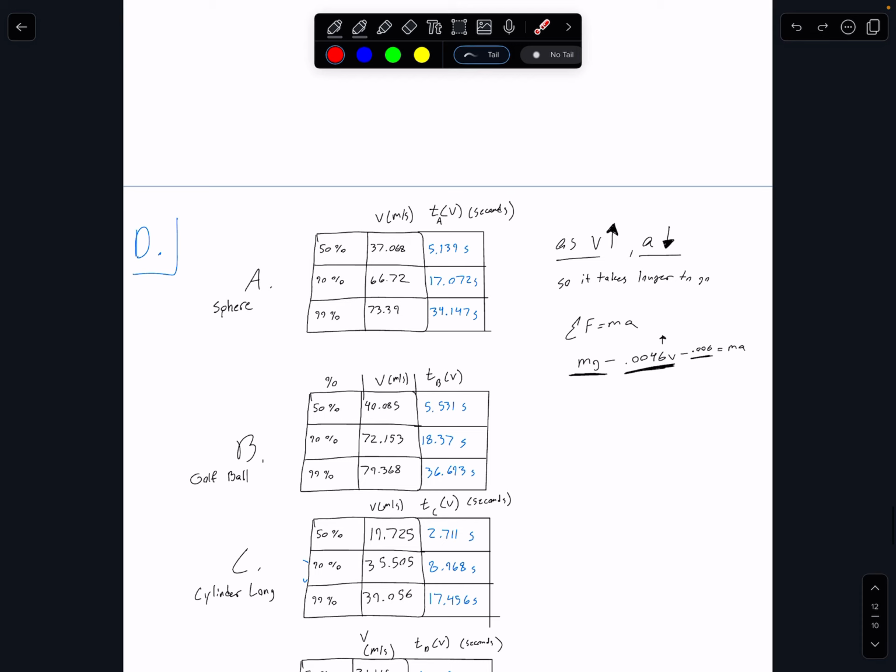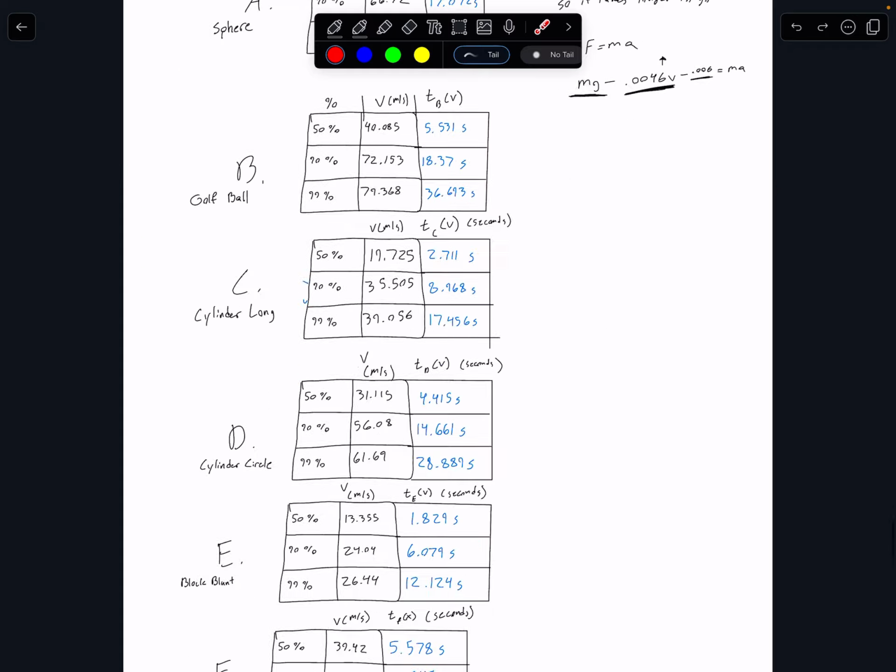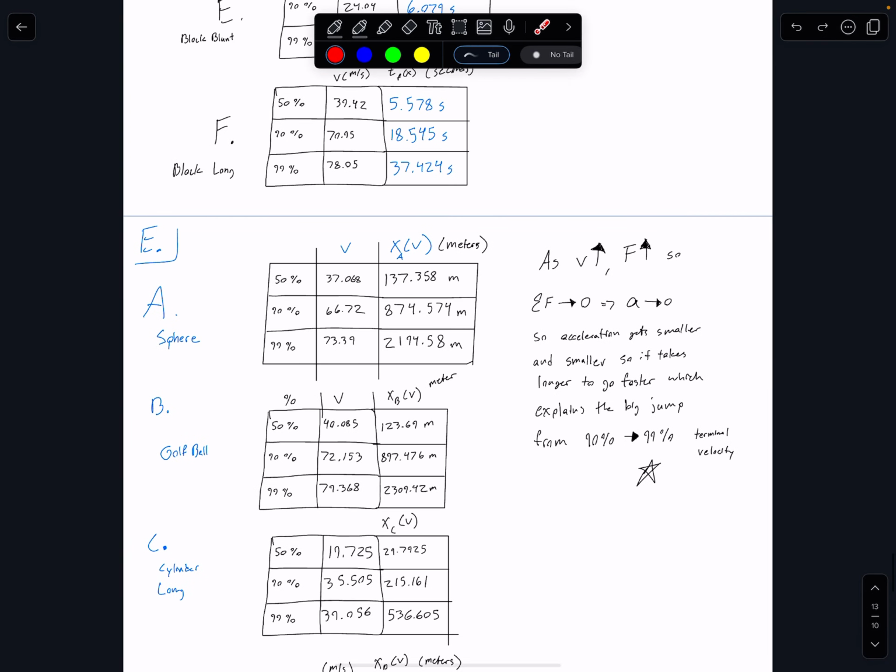We already saw how long it took. If you take the difference of these, you have 17 seconds at above 66.7 meters per second. So if you just do the simple math there, you end up with quite a big number in the thousands, or above 1,000. So that is a logical jump to me. Yeah, 99% takes 2,194.58 meters. That's nearing a mile and a half.